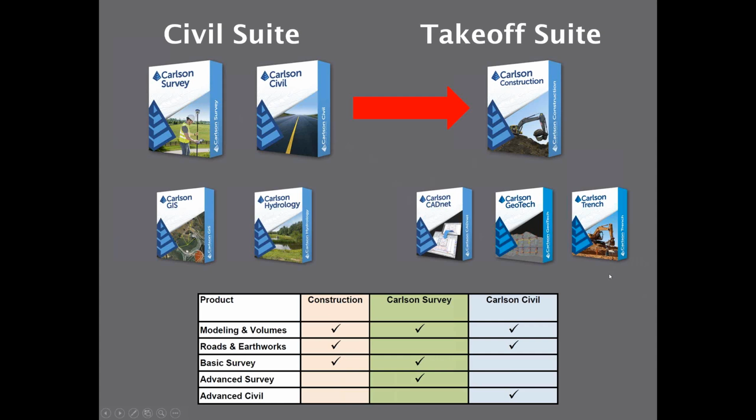And then Trench, if you're a utility contractor and you need to quantify trenching depths, have reporting, how much bedding you need, you could add Carlson Trench. What I see most of the time for people that are just getting into this, again, it's survey, civil, and CADnet, or construction and CADnet. With the option, you can always add Geotech and Trench at a later date as modules. So are there any questions?